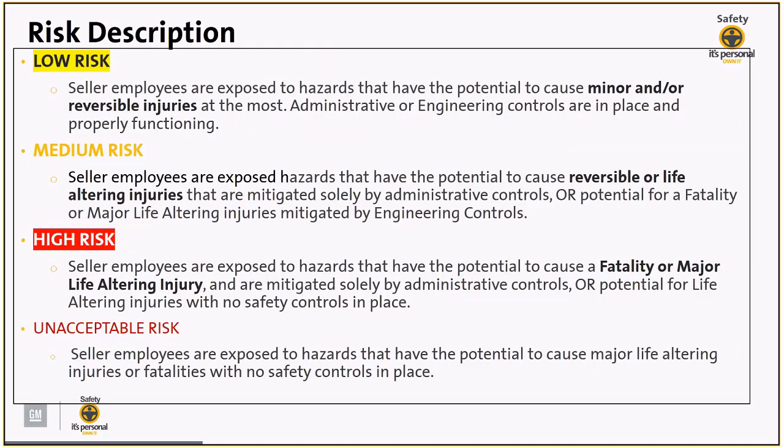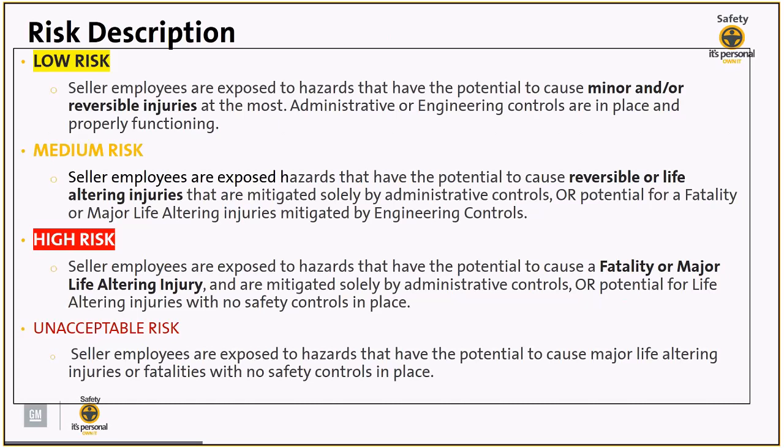So, a description of each of the risk levels are as follows. Low risk is defined as the seller's employees are exposed to hazards that have the potential to cause minor and/or reversible injuries at most. Administrative or engineering controls are in place and properly functioning. For medium risks, we're saying the seller's employees are exposed to hazards that have the potential to cause reversible or life-altering injuries that are mitigated solely by administrative controls or potential for a fatality or major life-altering injuries mitigated by engineering controls.